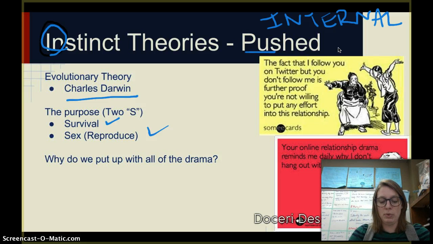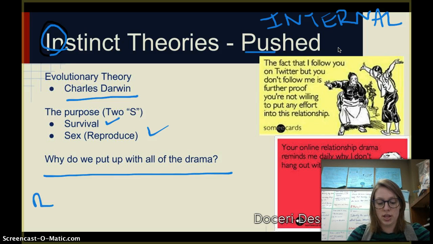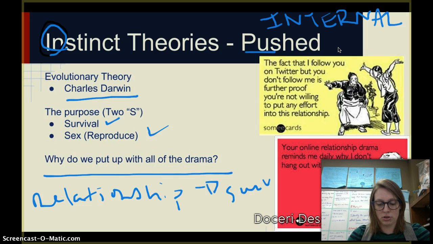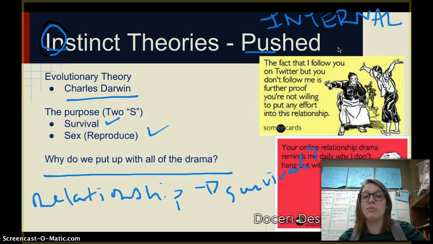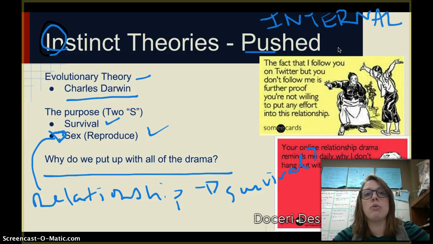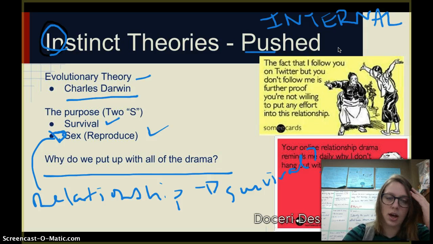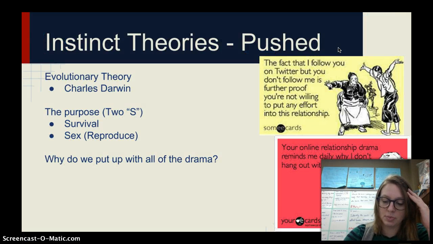But then there are others. Why do we put up with all the drama of relationships? Do we need a relationship to survive? Is that a necessary connection? Or is there something else going on here? So evolutionary theory has a hard time explaining why we form long-lasting relationships. Now, one thing, it could be survival, right? But mostly we have romantic relationships to reproduce, according to this theory. But there's so much more that goes into our romantic relationships than just reproduction. So why do we have them? This theory has some holes and weaknesses in the sense that it can't really explain and sum that up so well.